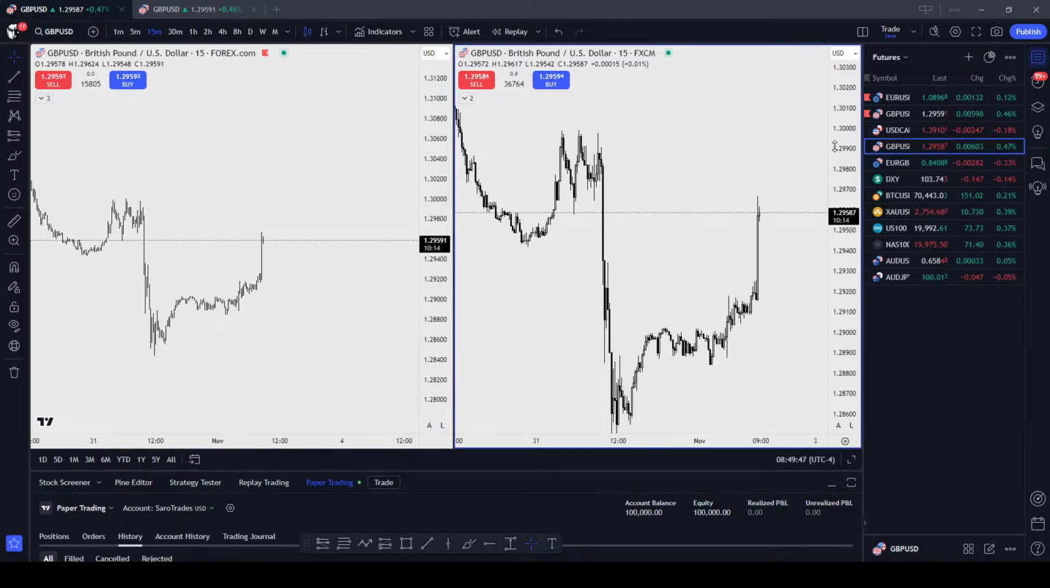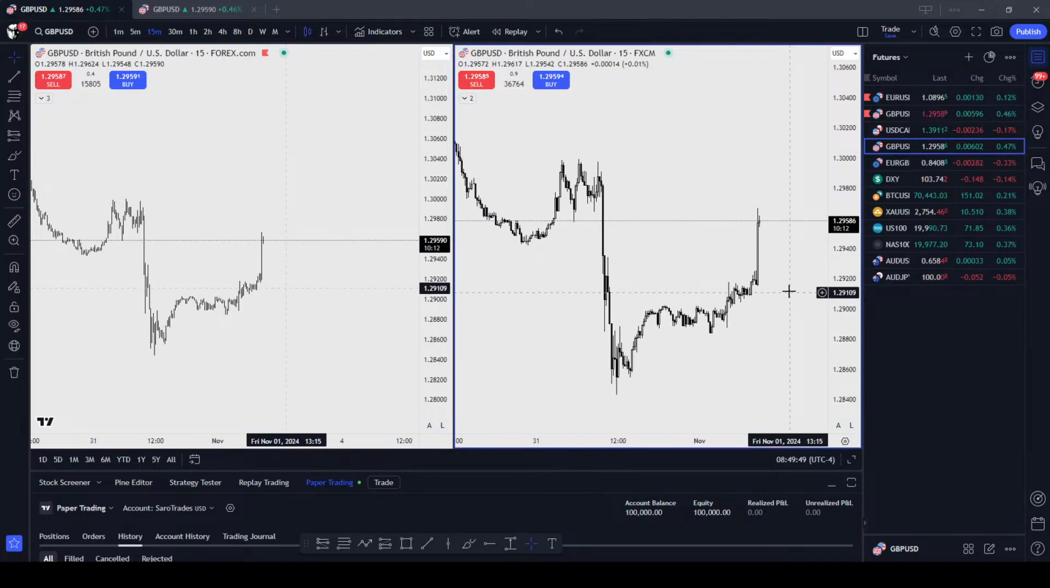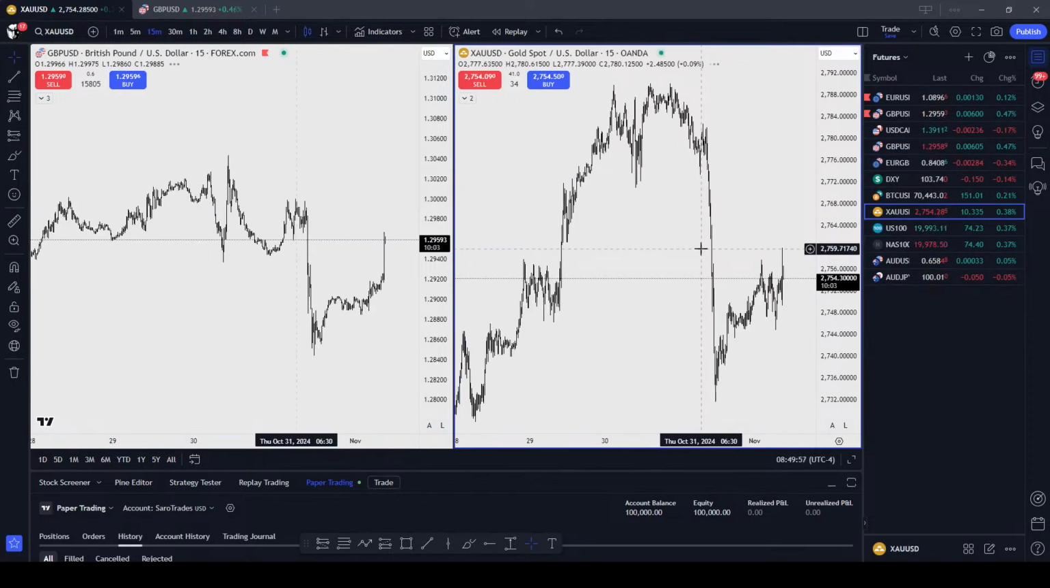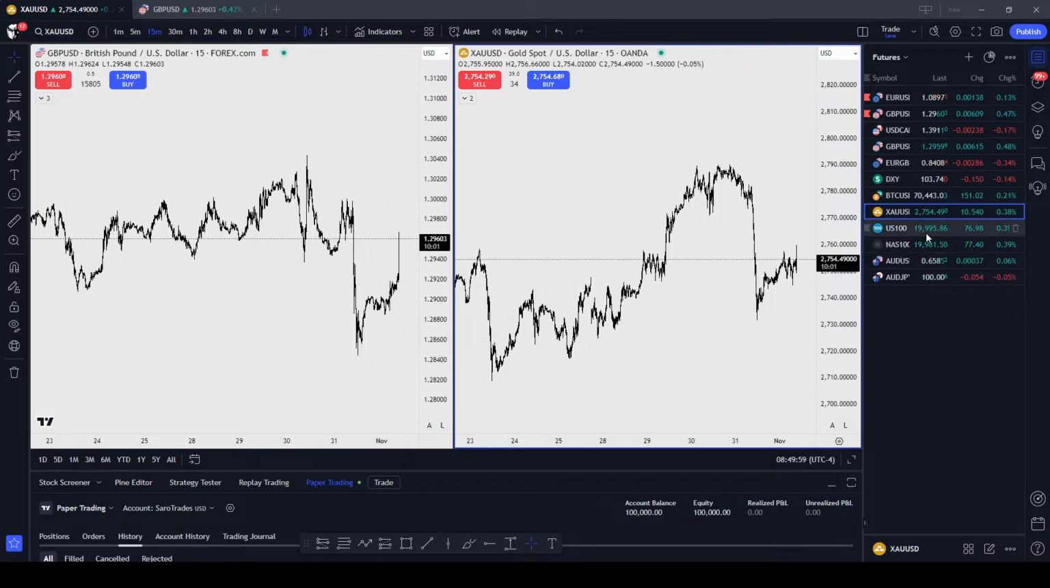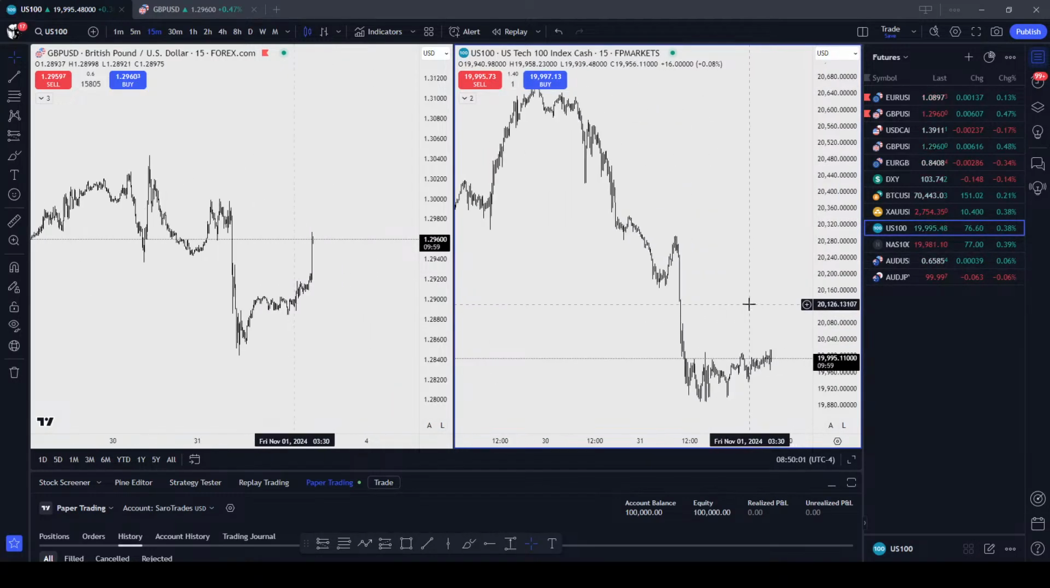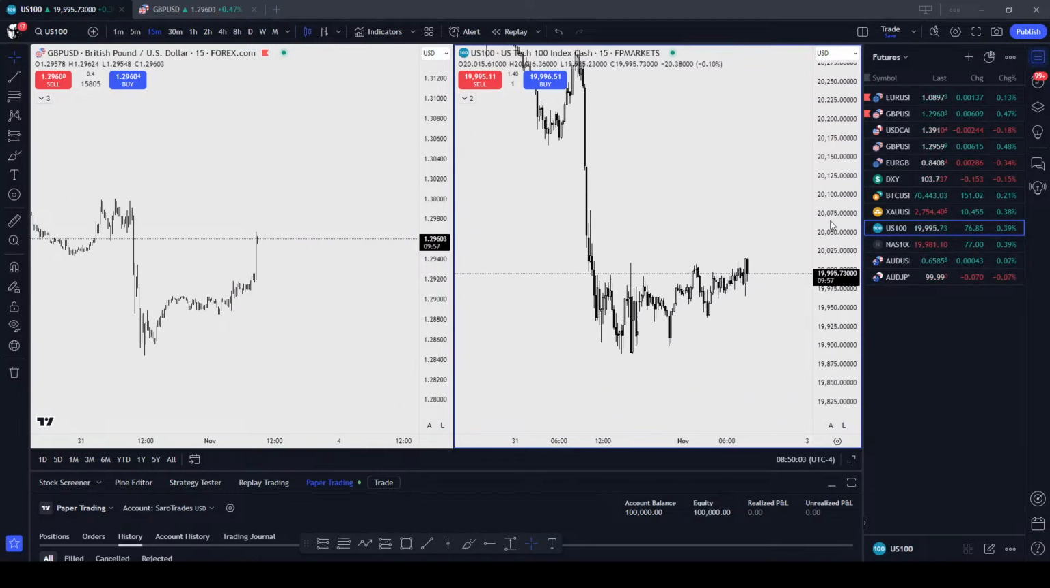Since GU hasn't taken the high yet, and the timing is not right now, not doing anything with GU. Let me look at other stuff. Nasdaq, really ugly consolidation.